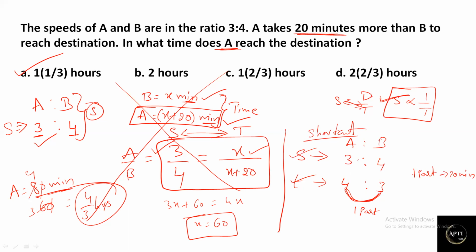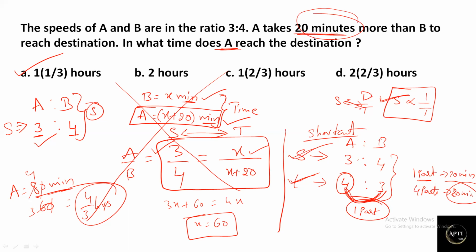What they're asking is at what time does a reach the destination. A's part is four parts. If one part is 20 minutes, four parts is how much? It is 80 minutes, correct? So the answer is 80 minutes. That's it. You just need to understand the ratios here. Speed ratio is 3 is to 4, time ratio will be 4 is to 3. The difference of the parts is one part. The difference of the time is given as 20 minutes. So one part is 20 minutes. Four parts is 80 minutes. 80 minutes means how many hours? 80 by 60, which is equal to 4 by 3 hours.